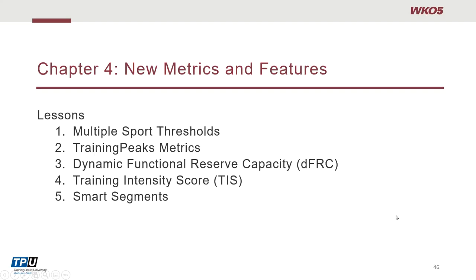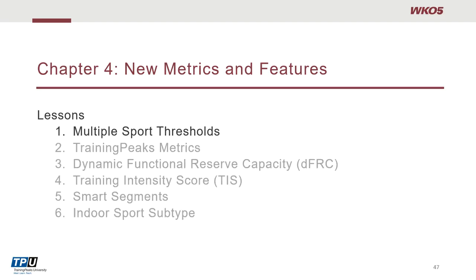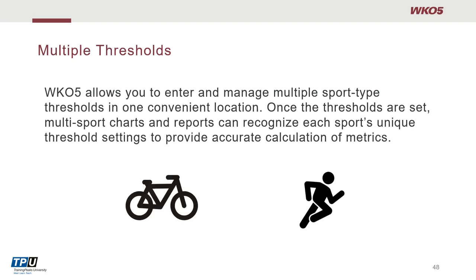This is Chapter 4, New Metrics and Features. The lessons of this chapter are: 1. Multiple sport thresholds, 2. Training Peaks metrics, 3. Dynamic functional reserve capacity, 4. Training intensity score, and 5. Smart segments. Let's start with multiple sport thresholds.